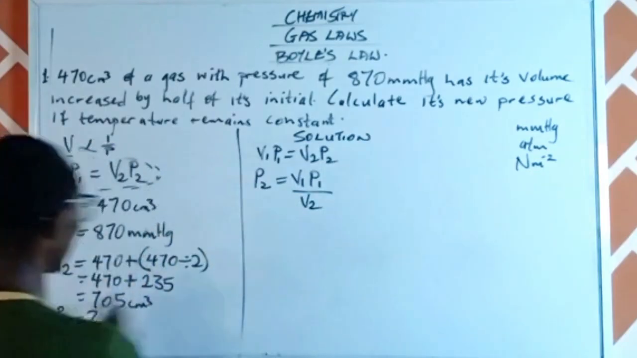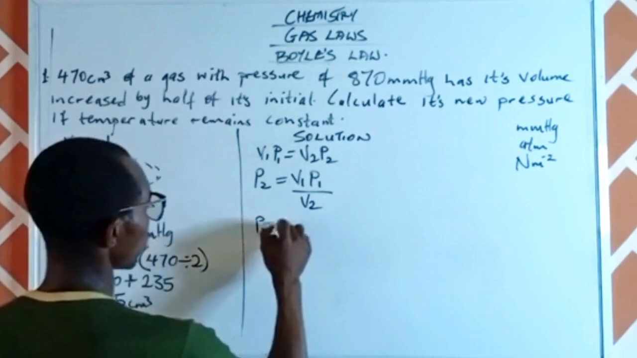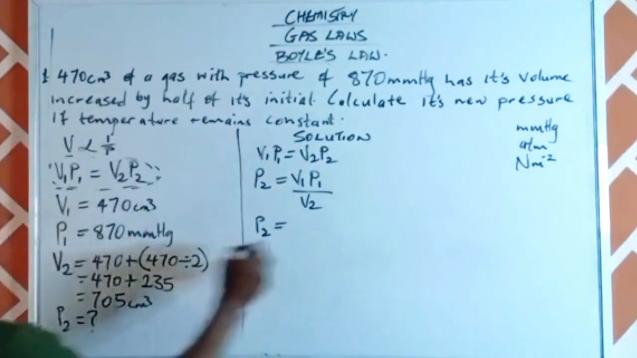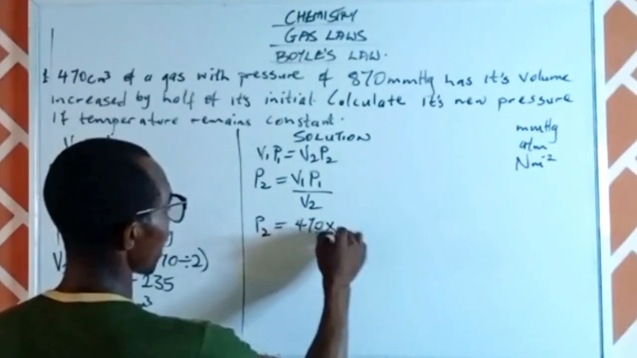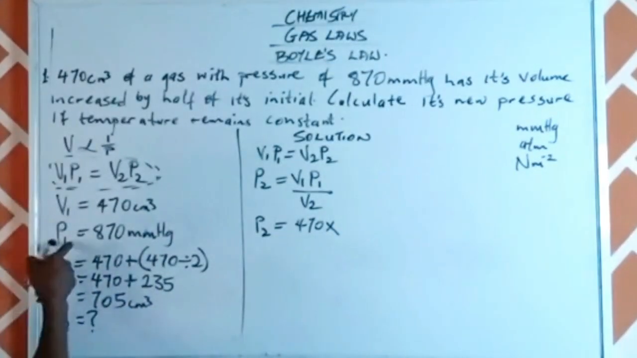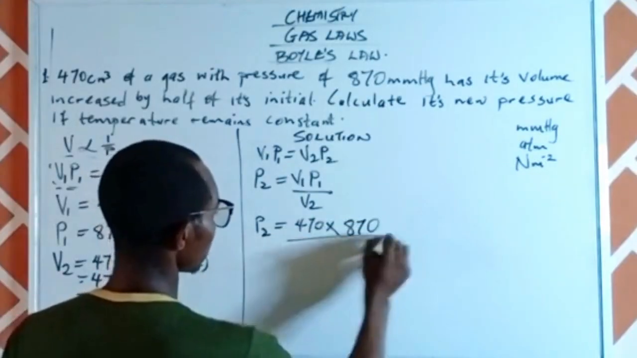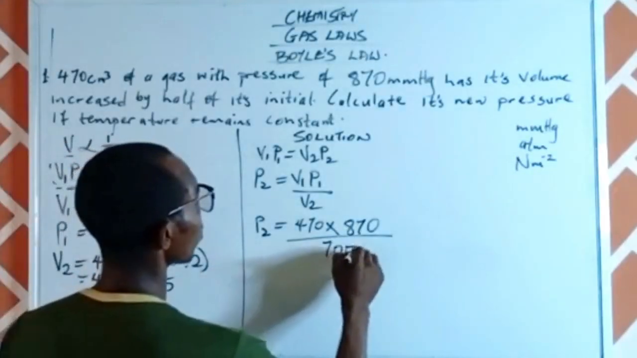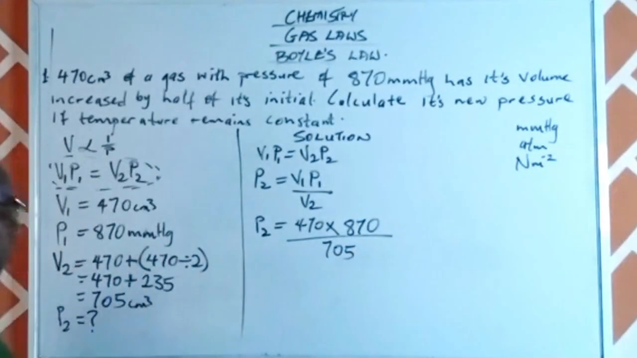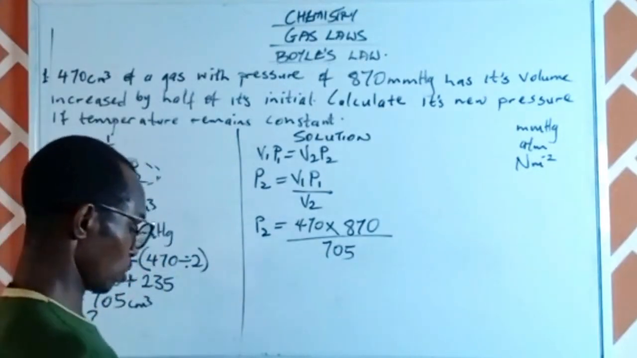So let us bring all of this into the equation now. So our P2 equals, our V1 is 470. We have 470 multiplied by our P1 here, which is 870, divided by our V2, which is 705. So that is what we have there. So let us do the calculation and see what our value will be like.